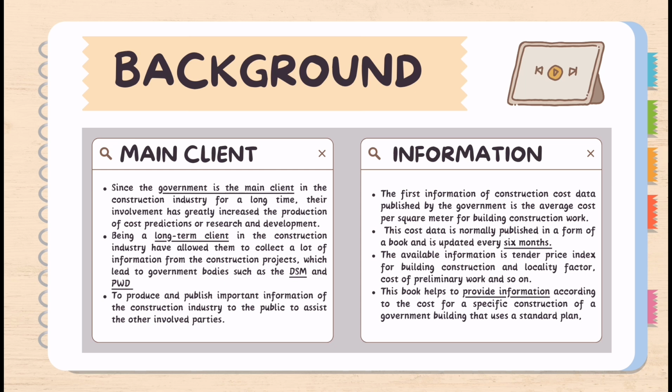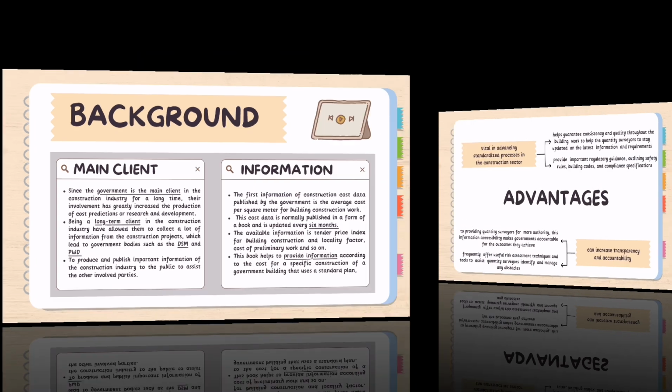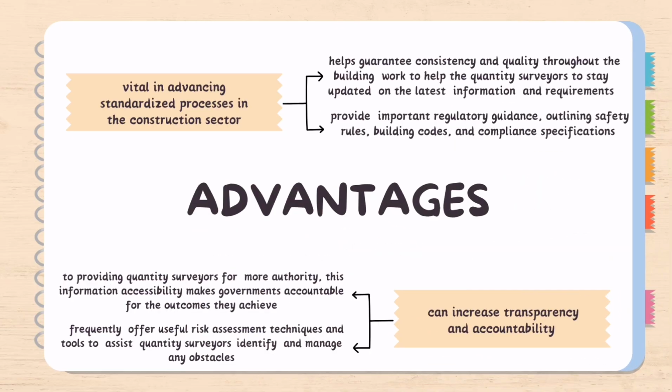The government, as a long-standing major client in the construction industry, has driven significant advances in cost prediction and research. Over time, government bodies like the DSM and PWD have gathered extensive project data, enabling them to publish valuable industry information to support other stakeholders. The government's first publication on construction costs included the average cost per square meter for building projects, typically released in a book format and updated every 6 months. This resource provides data such as the tender price index, locality factors, and preliminary costs, offering cost insights for standard plan government buildings. Next, we'll explain the advantages of government publication.